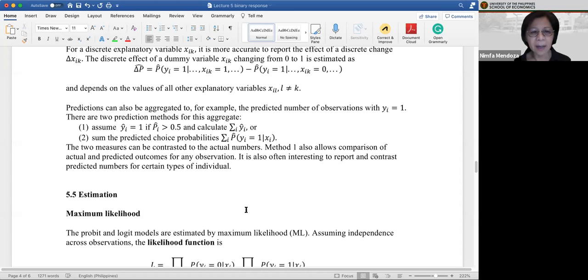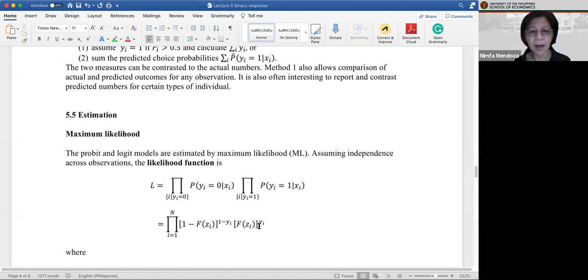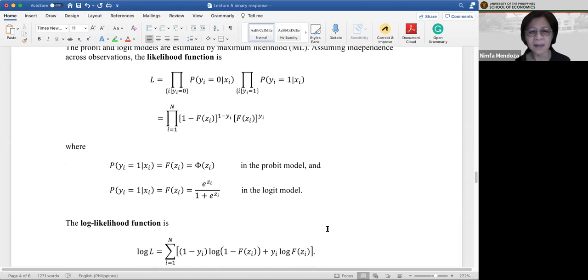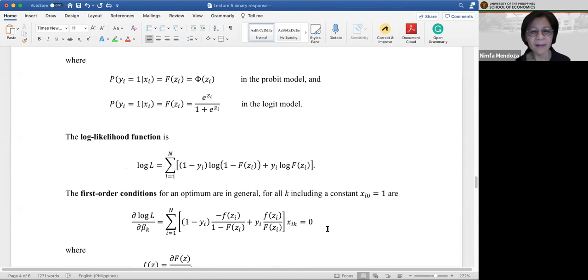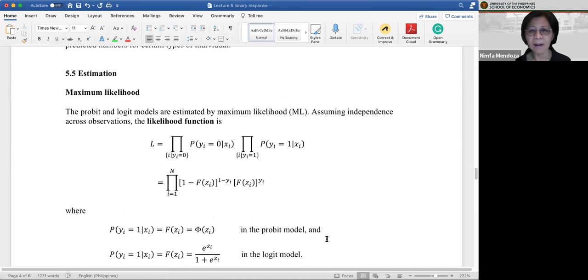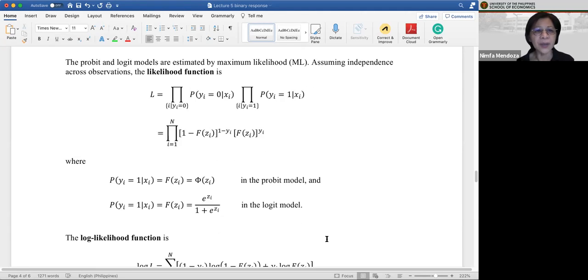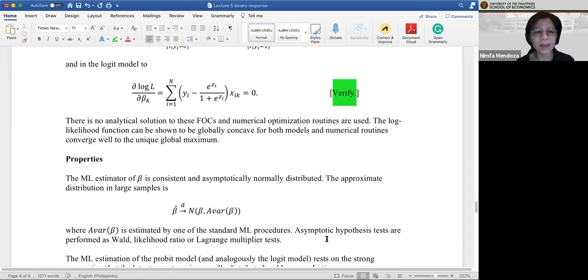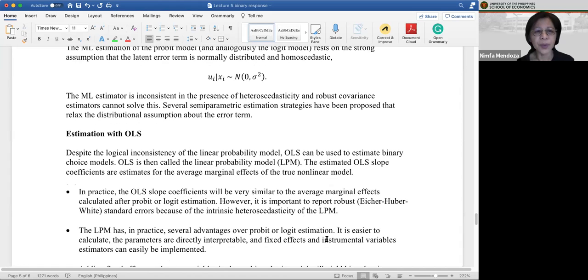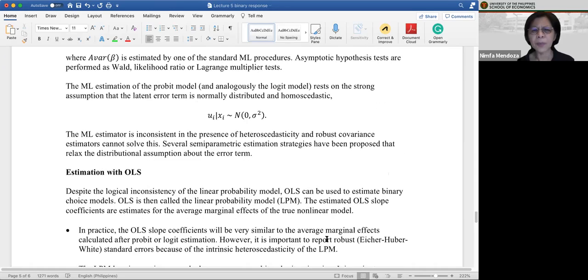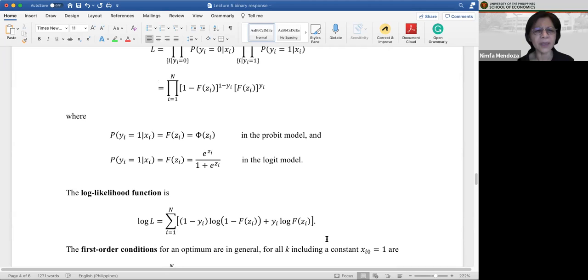I think I better stop here because I want to go more slowly with the maximum likelihood estimation. So after the reading break, we'll restart on this topic, estimation using maximum likelihood, and what are the implications if you do the estimation with OLS. And then I'll move on to other limited dependent variable models.